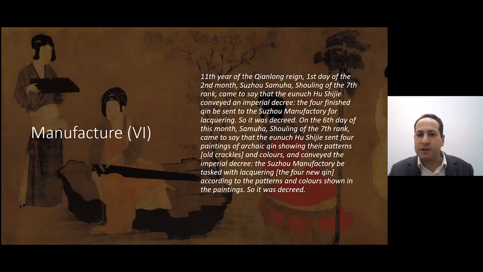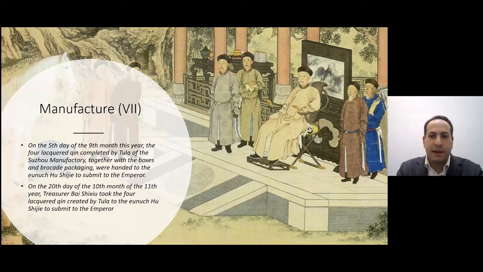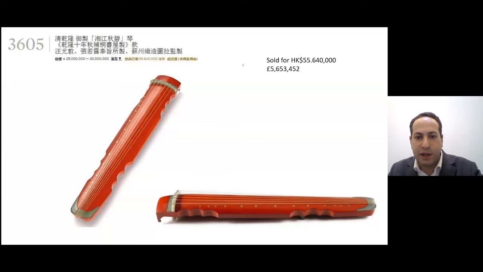And then here they're showing that they want to replicate the shape of the guqin, this musical instrument, after classical paintings. And then later they hand the guqin to the emperor, etc. So incredibly detailed reports that you can read later, on how they made it. This is actually the guqin that was made in 1745.